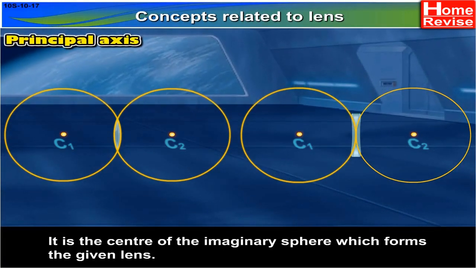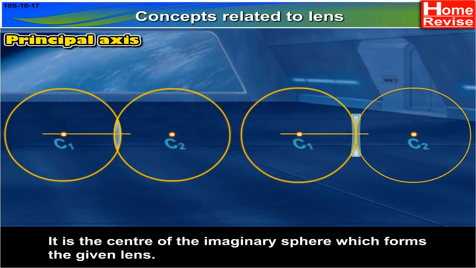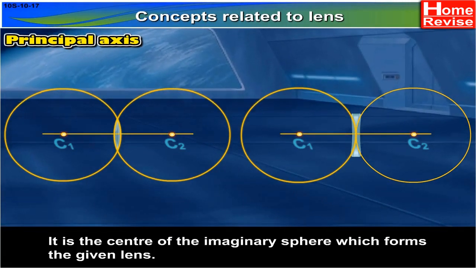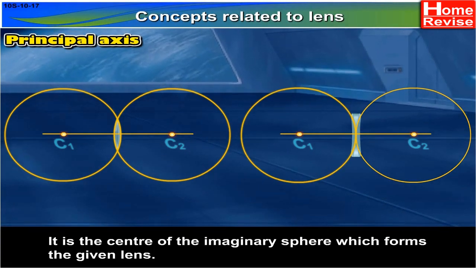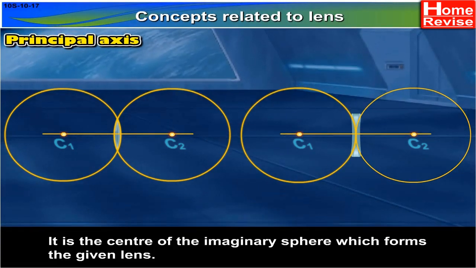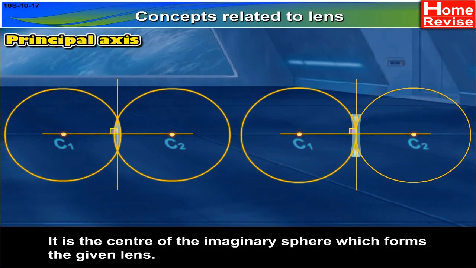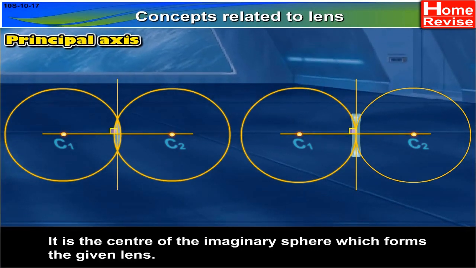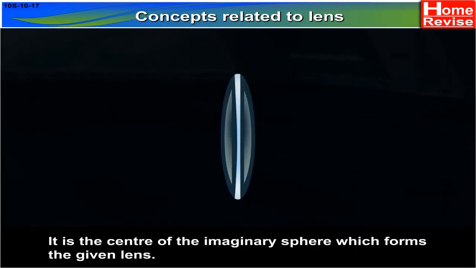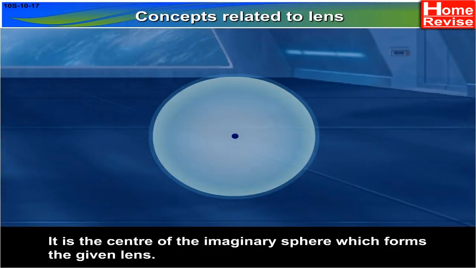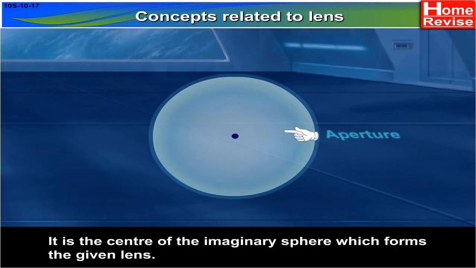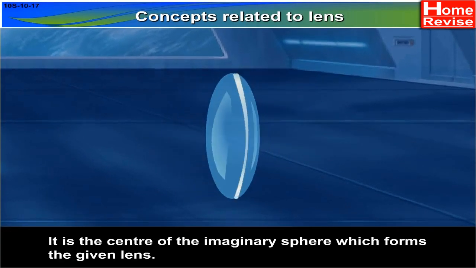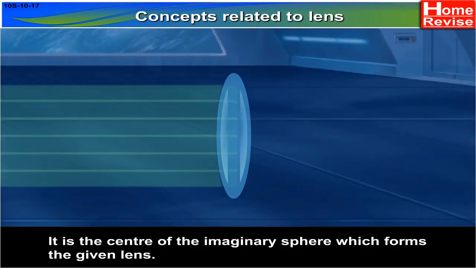Principal axis. It is an imaginary straight line passing through the two centers of curvature of the lens. Principal axis is perpendicular to the surfaces of the lens. The effective diameter of a spherical lens is called the aperture of the lens. It determines the amount of light that passes through the lens.